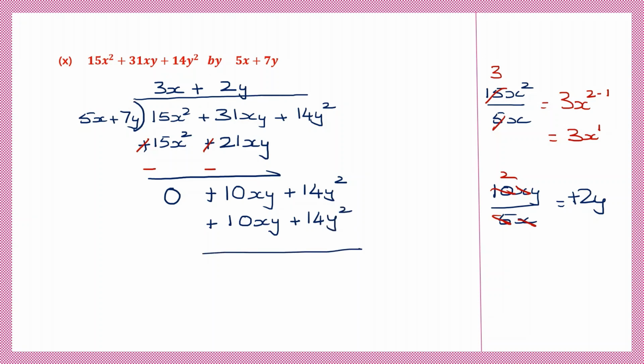Now we need to subtract. Plus becomes minus. Plus becomes minus. Now plus 14 minus 14 is 0. Similarly, plus 10 minus 10 is 0. So what is our quotient this time? 3x plus 2y. So 3x plus 2y is our answer.